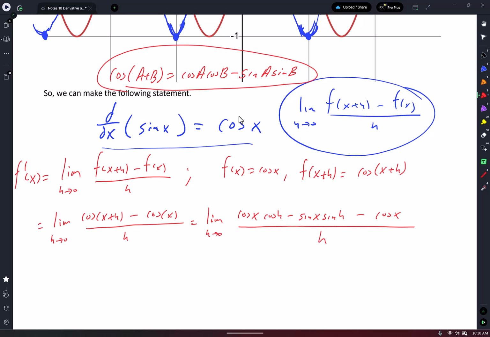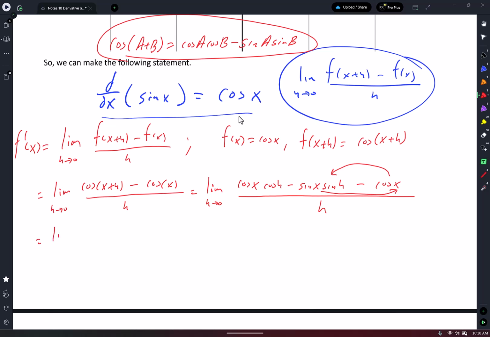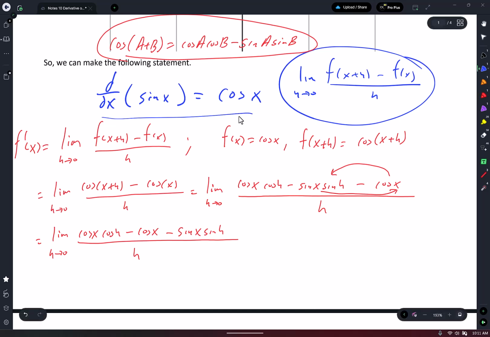Are we still okay? I'm going to move this right here, and then push this to the right. Since there's no equal sign, we're going to keep the signs. So we're going to write limit as h approaches 0, cosine x cosine h minus cosine x minus sine x sine h all over h. I see that I can factor out a cosine x, and that's unaffected because this is h approaching 0, not x approaching 0. So I'm going to write it like this.